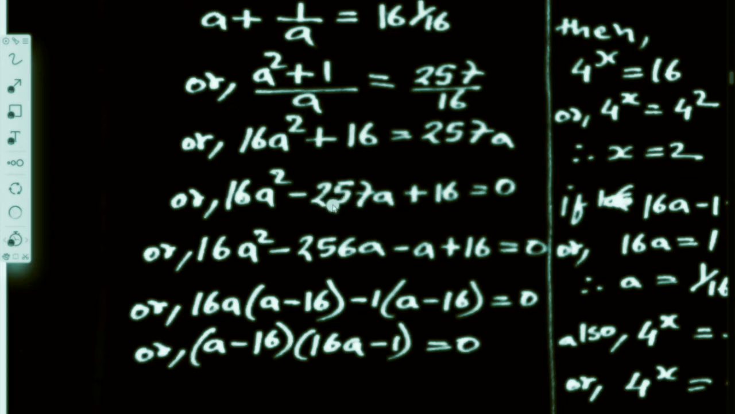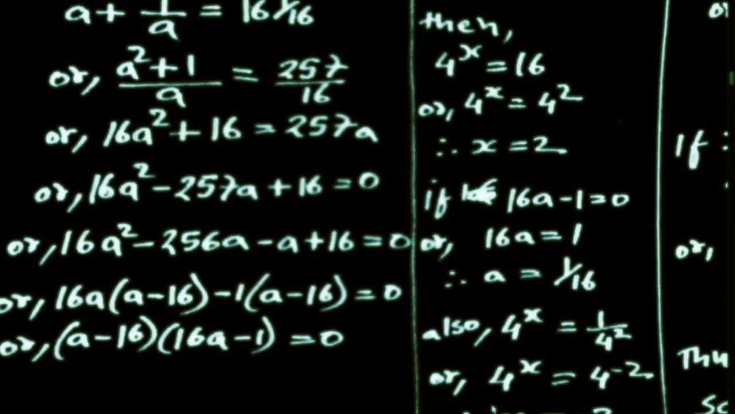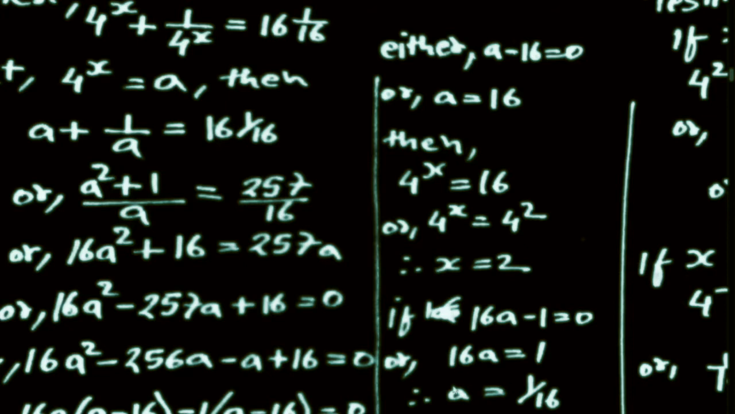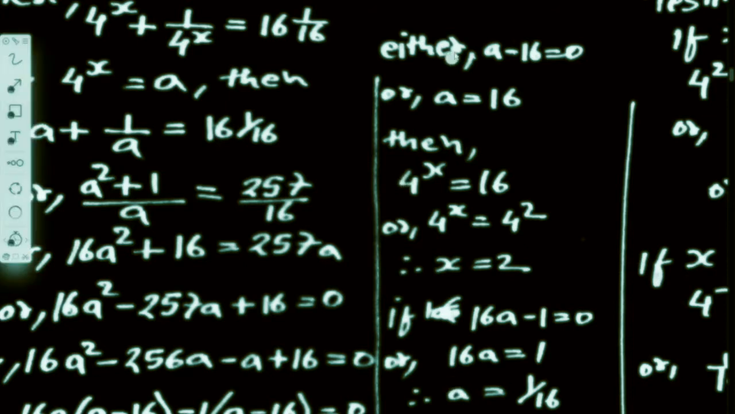We got two factors of this expression, and our factors are a minus 16 and 16a minus 1 equals 0. Now from this we can get the value of a. Either a minus 16 equals 0. The first factor is a minus 16, so a minus 16 equals 0, or a equals 16.